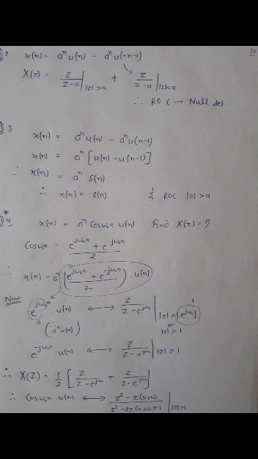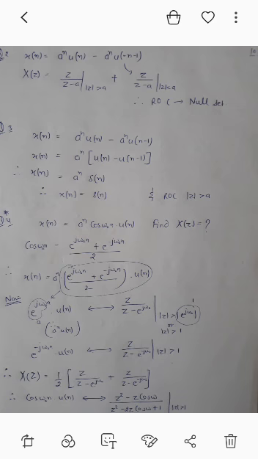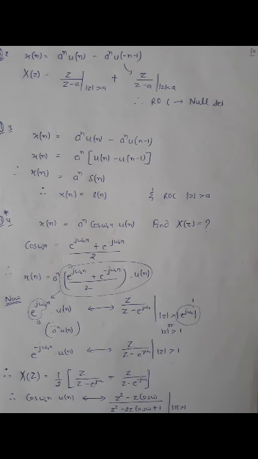So this part has the answer z upon z minus e raised to power j omega naught. Similarly for the second part, the answer will be z upon z minus e raised to power minus j omega naught, with mod of z greater than 1. So the answer for this particular part, cos omega naught n into u[n], is z square minus z cos omega naught upon z square minus 2z cos omega naught plus 1, with mod of z greater than 1. This is the first part of this question, that is, finding the z transform of cos omega naught n into u[n].